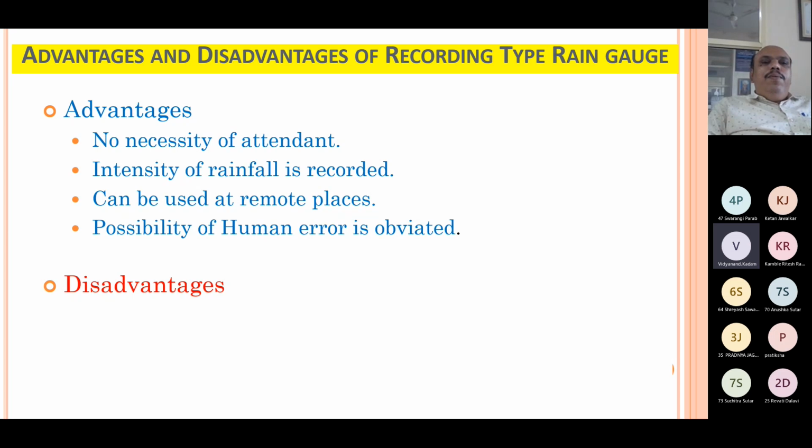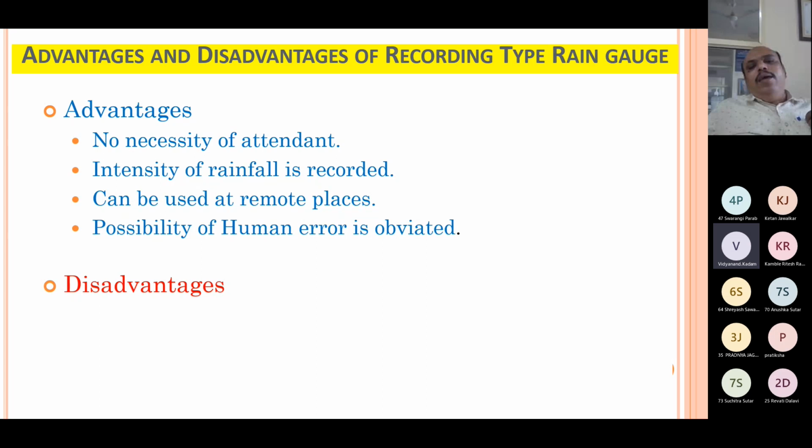What are the demerits of recording type of rain gauges? Yes, anyone? You know the construction of recording and non-recording type of rain gauge. So based on that, you have to answer this question. What are the demerits?